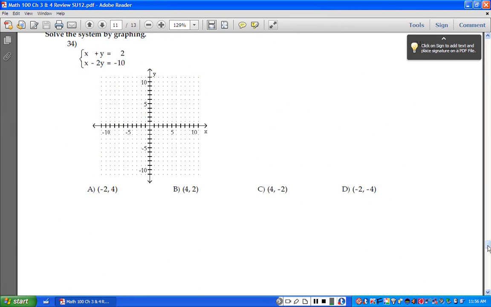Alright, now to the systems. 34. Okay, so if I'm solving the system by graphing, I need to graph both lines. I need to graph the first line, which says x would be 2 and y would be 2. Alright, so it would be something like that.